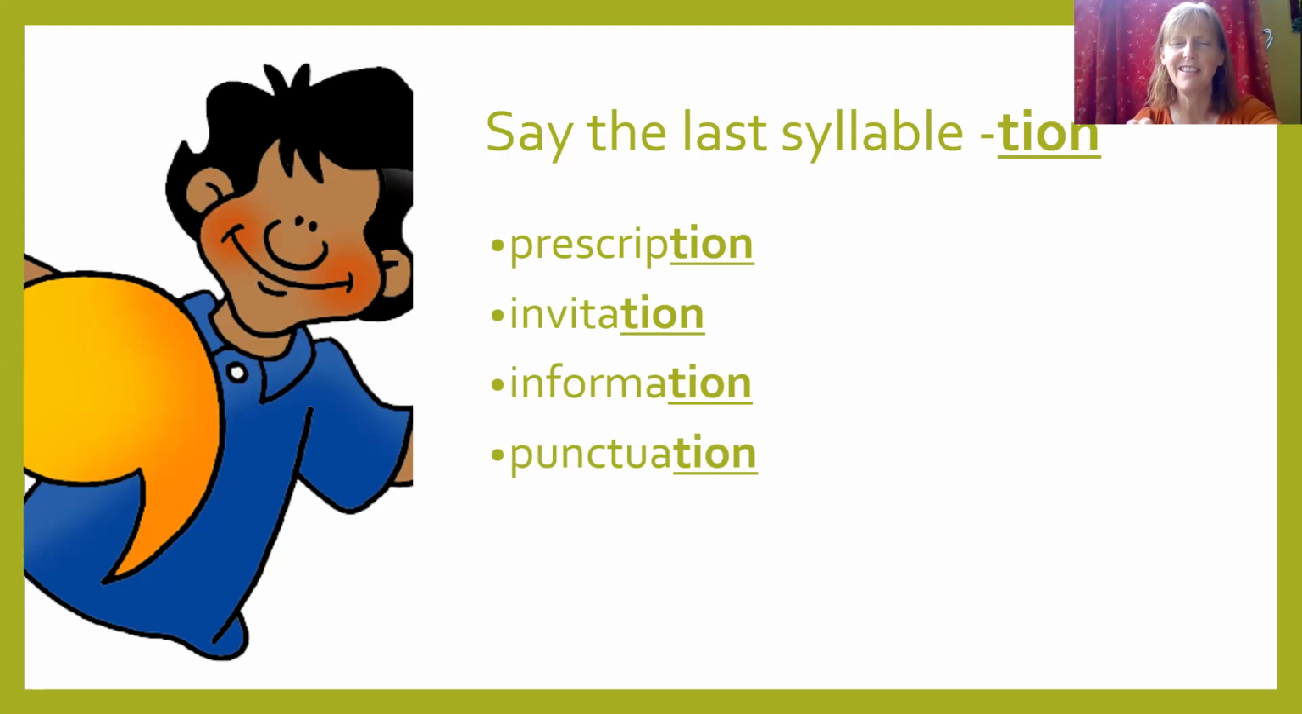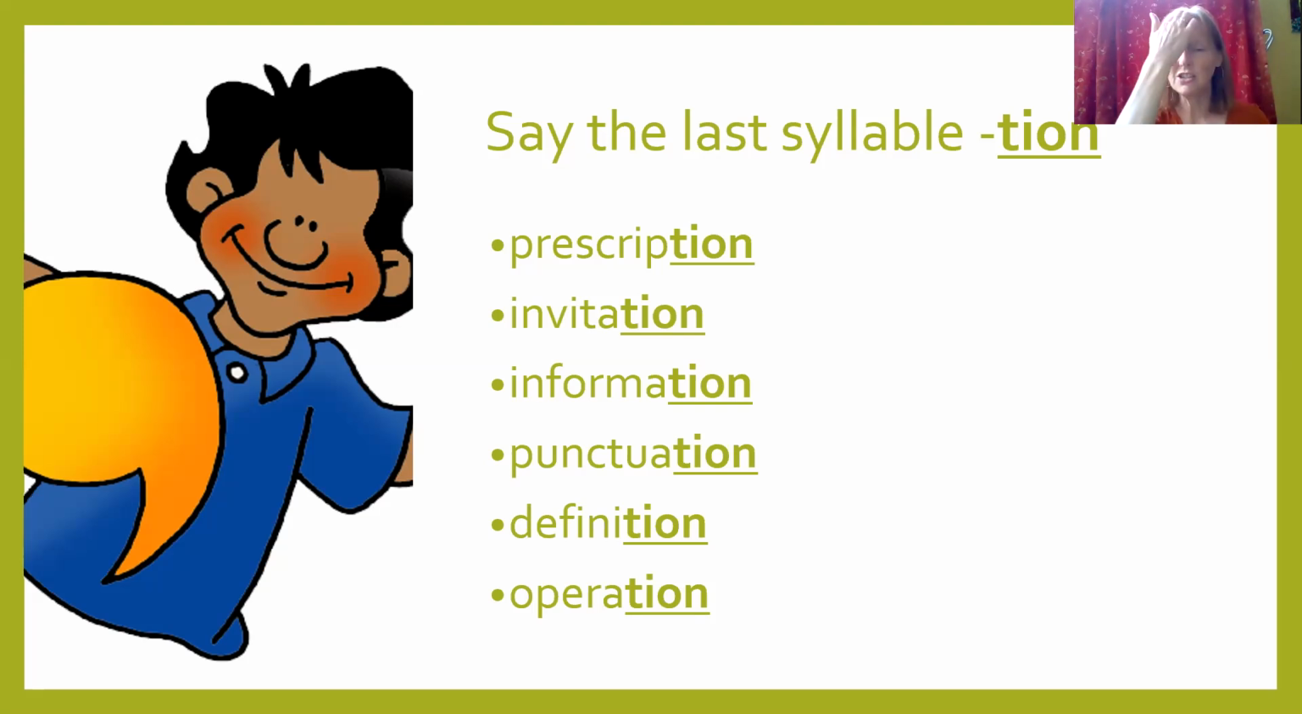Punctuation, punk. Oh, you can hear that k at the end of that syllable. We know it's going to be a C because we have another syllable right after it. Punctuation. Last syllable is shun. Spell it. T-I-O-N. Definition, also the fourth syllable. Shun. Spell it. T-I-O-N, shun. And the last one for now, operation. Operation. We have the fourth syllable, shun. Spell it. T-I-O-N. Perfect. Very nicely done. We'll work more with shun next week.